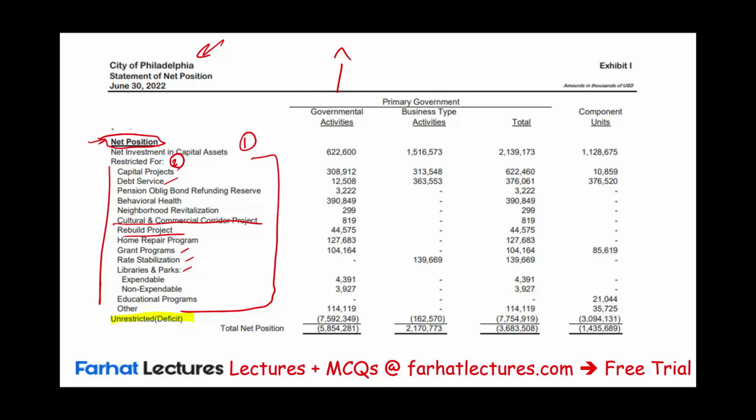Then the city of Philadelphia will have a category, just like any other city, unrestricted or deficit. And notice the city of Philadelphia: deficit, deficit, deficit, deficit. It could be deficit, it could be positive. Nevertheless, it's unrestricted. You don't want deficit because it means deficit. Basically, you don't have any extra. As a matter of fact, your programs are running at a loss. Your expenditures are greater than your revenues, or your expenses are greater than your revenues. So this is the third net position.